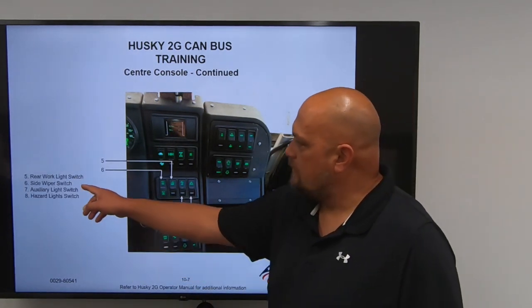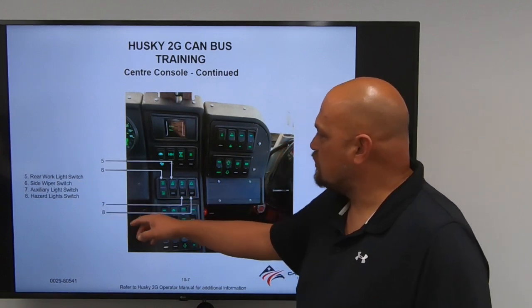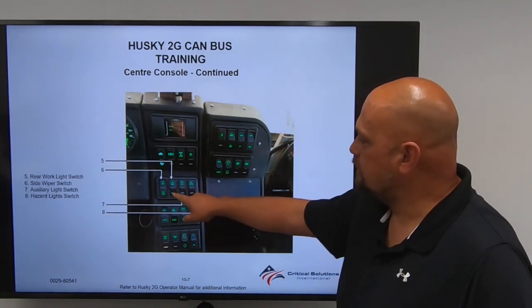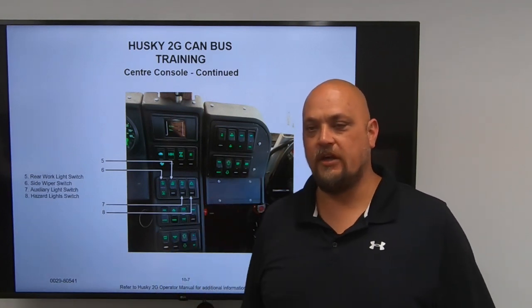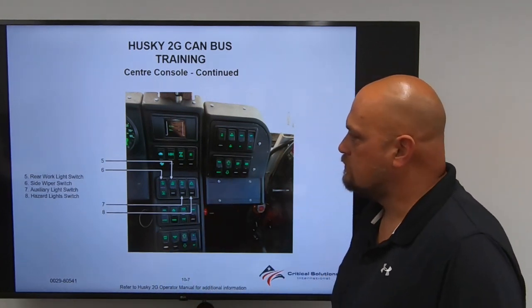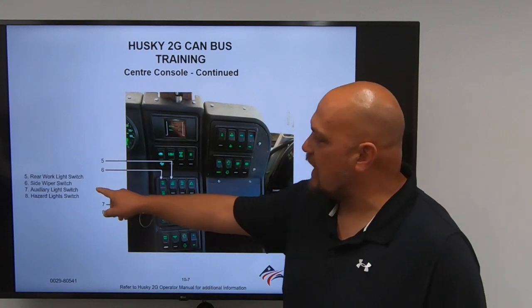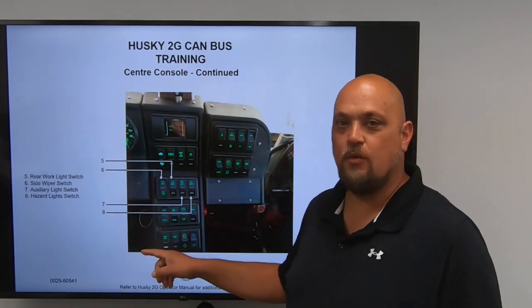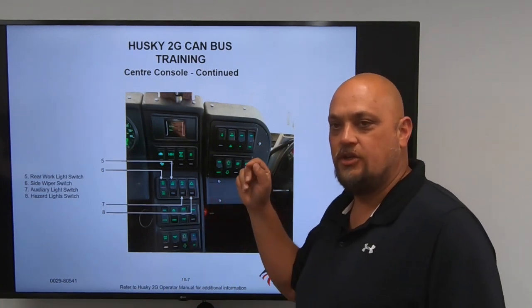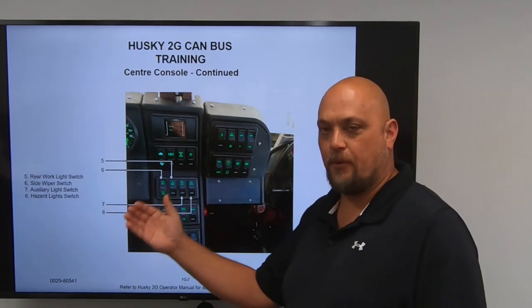Continuing on, item number 5 is the rear work light switch, our second switch in. There is a rear work light located right outside the rear of the vehicle. Item number 6 is our side wiper switch. This is the first switch that operates the wiper blades on the driver's side window and the operator side window.